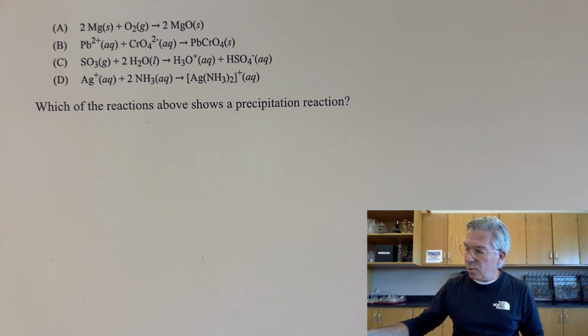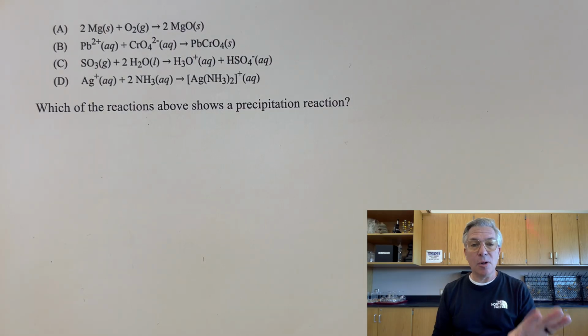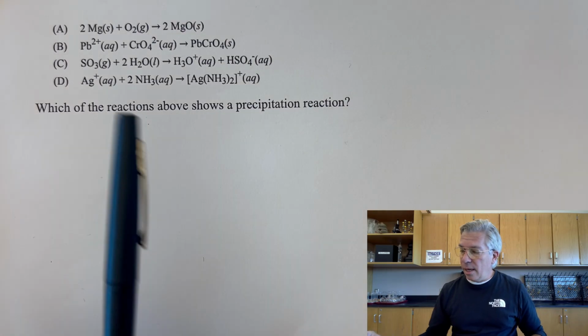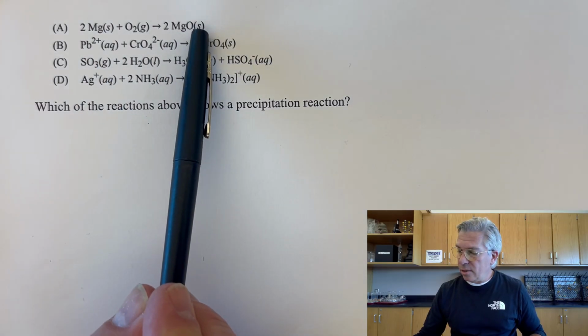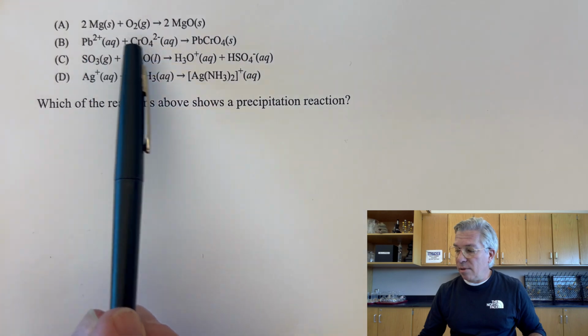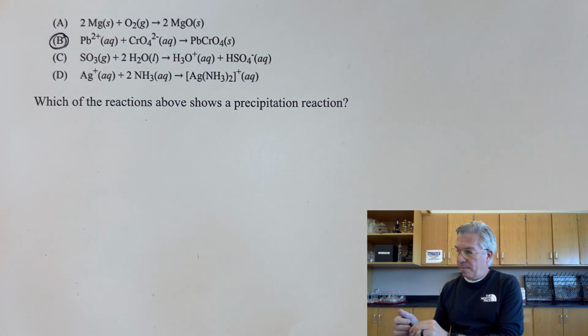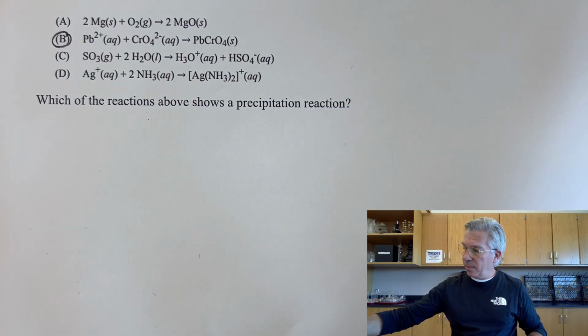All right, same set of equations, but now let's say which one of these reactions shows a precipitation reaction, the formation of a solid. Take a moment, see if you can guess. And if you noticed correctly, yes, there's a solid in A, but there's also a solid in B, and B is coming from aqueous solutions, so B is our choice for a precipitation reaction.